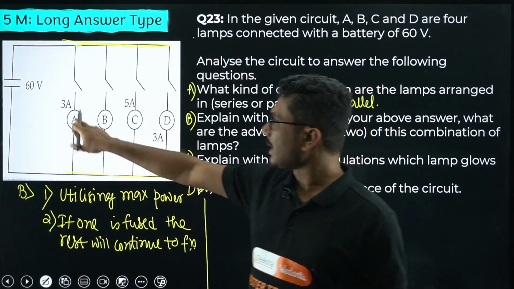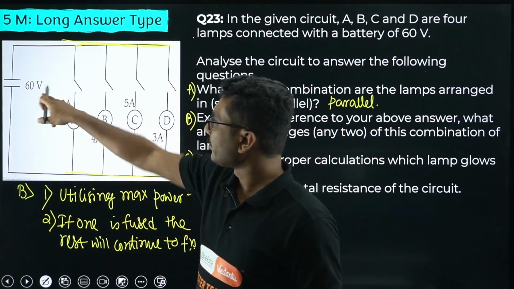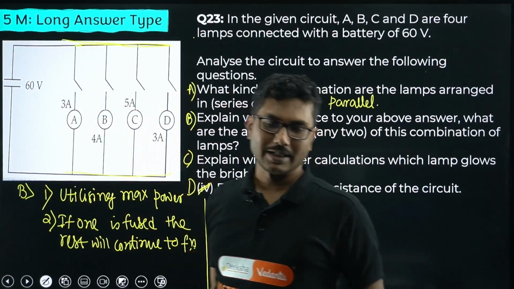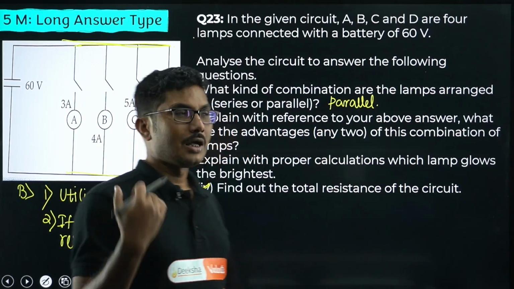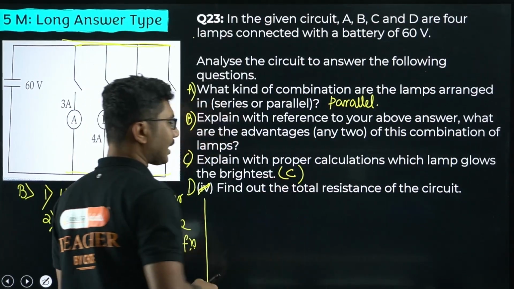So this current times this V, right? You have to calculate P for all of these cases. That's how you can calculate which bulb is glowing the brightest. So bulb C is glowing the brightest from our calculations.